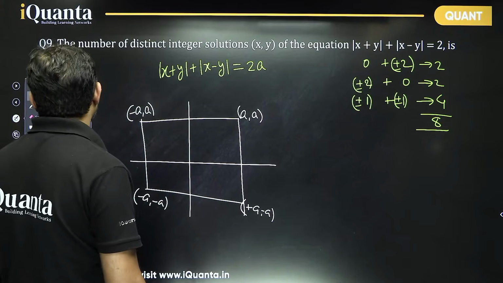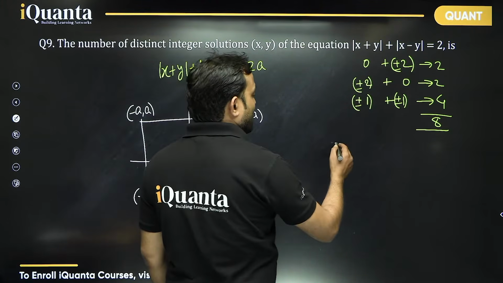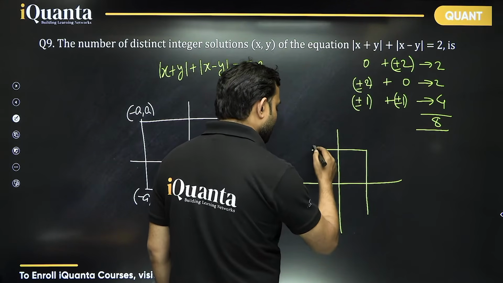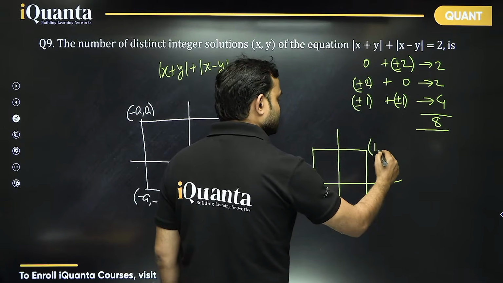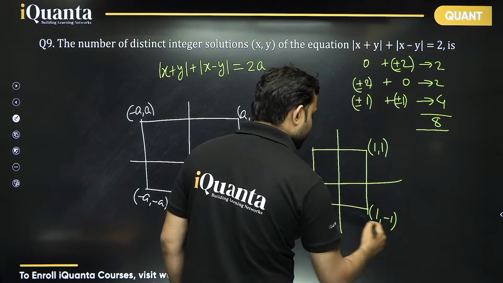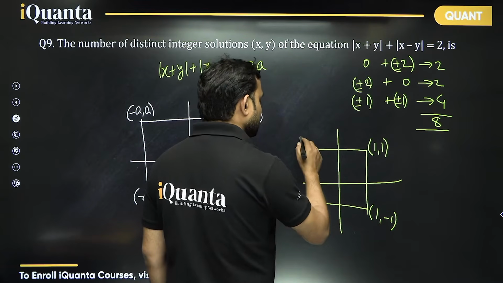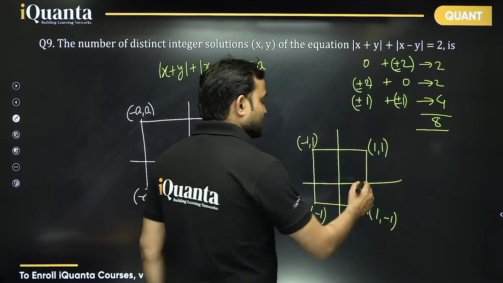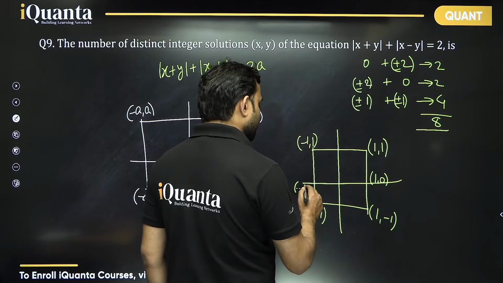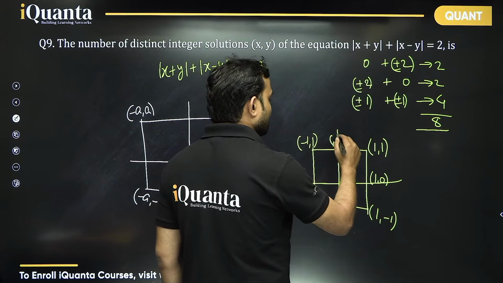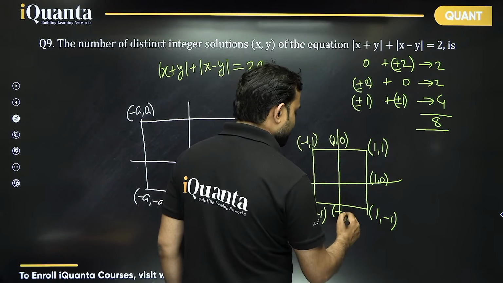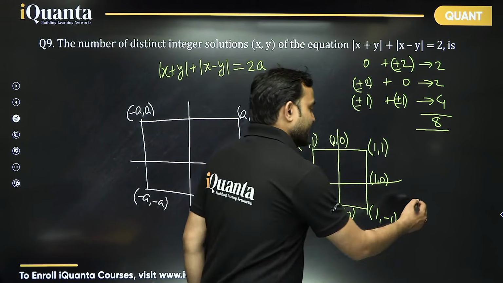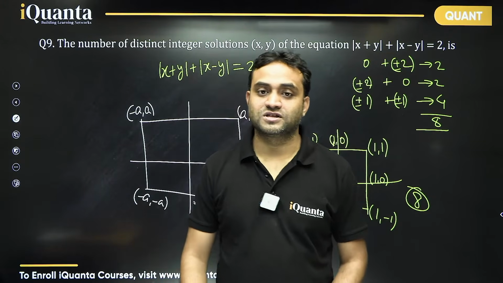Okay. So if it is mod of x plus y plus mod of x minus y is equal to 2, the graph of this will have vertices at (1, 1), (1, -1), (-1, -1), and (-1, 1). What are the integer points that we see on this? So this will be (1, 0), this will be (-1, 0), this again will be (1, 0) and this will be (-1, 0). That's it. 1, 2, 3, 1, 2, 3, 1, 2. Total 8 distinct integer solutions are possible.